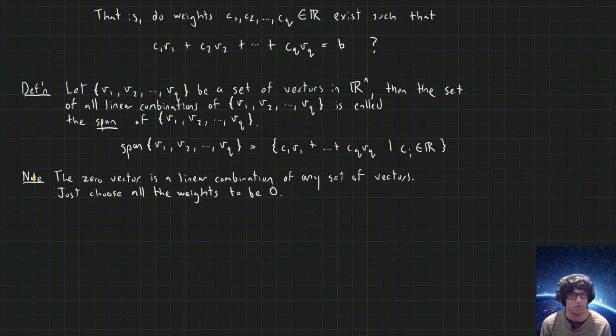One note is that the zero vector is a linear combination of any set of vectors, because all you need to do is choose all the weights c to be 0, and then you'll get q many zero vectors. When you sum that up, you get the zero vector.